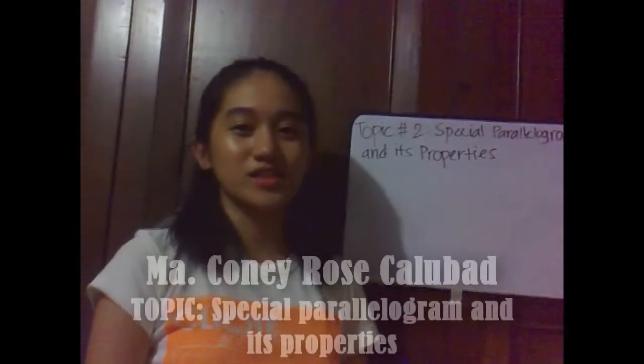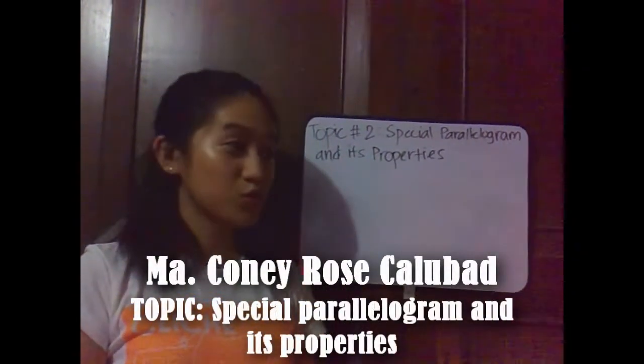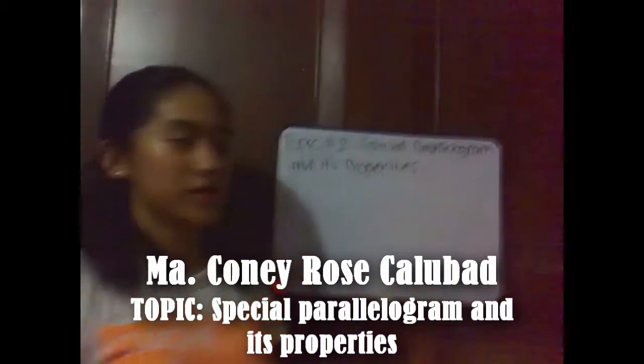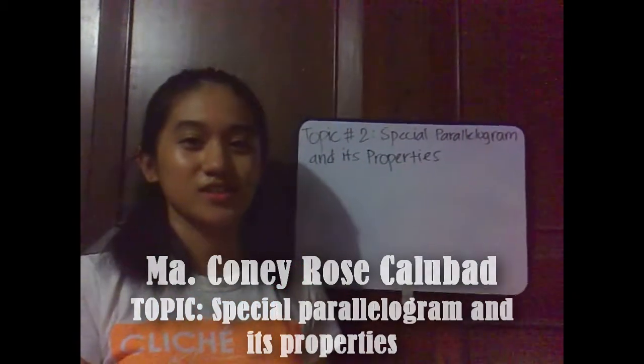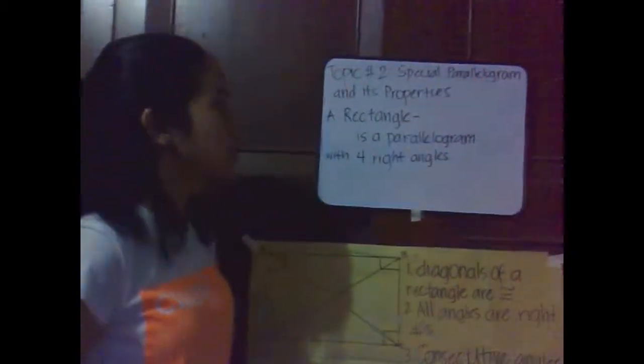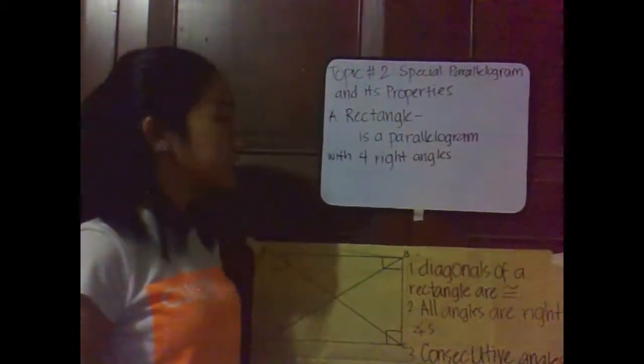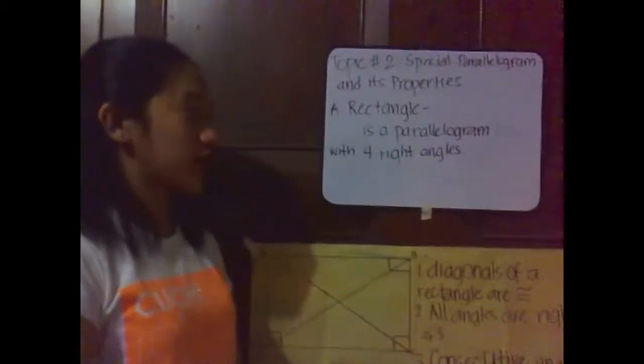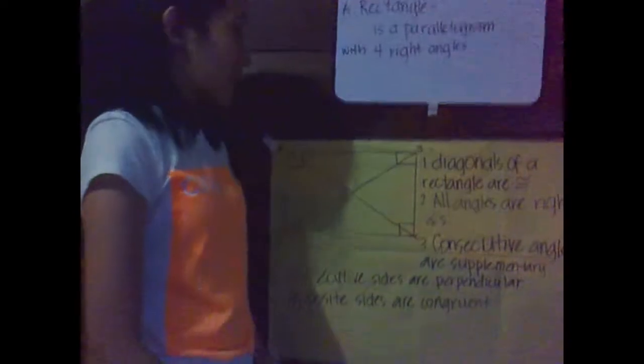I am going to discuss topic number 2, and it's about special parallelograms and their properties. The first type of special parallelogram is a rectangle. A rectangle is a parallelogram with 4 right angles. There are 4 properties of a rectangle.